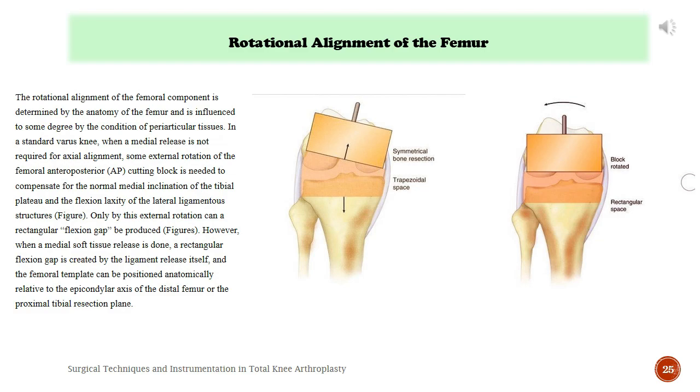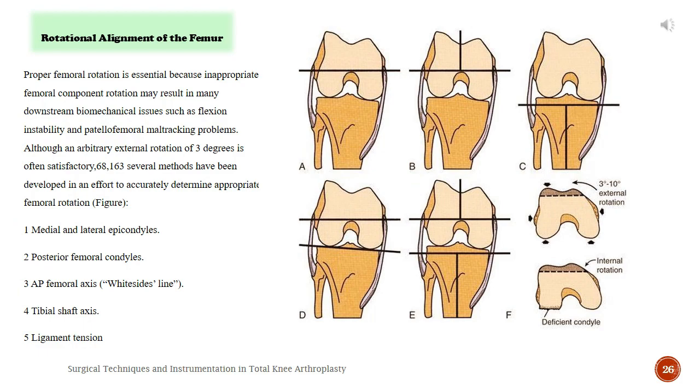However, when a medial soft tissue release is done, a rectangular flexion gap is created by the ligament release itself, and the femoral template can be positioned anatomically relative to the epicondylar axis of the distal femur or the proximal tibial resection plane.